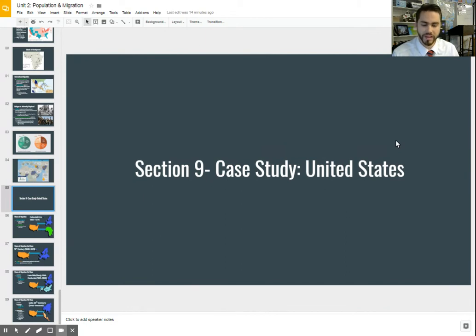We're taking a look today at applying what we've learned about migration and taking a look at a particular case study. And today it's going to be one close to home, and that's the United States. So let's take a look and see if we can apply some of the things that we learned about migration in general and see if we can understand the migration waves of the United States a little bit better.